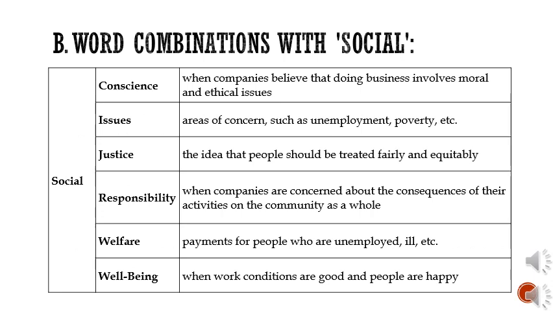B. Word combinations with social. 1. Social conscience, when companies believe that doing business involves moral and ethical issues. 2. Social issues, areas of concern such as unemployment, poverty, etc. 3. Social justice, the idea that people should be treated fairly and equitably. 4. Social responsibility, when companies are concerned about the consequences of their activities on the community as a whole.